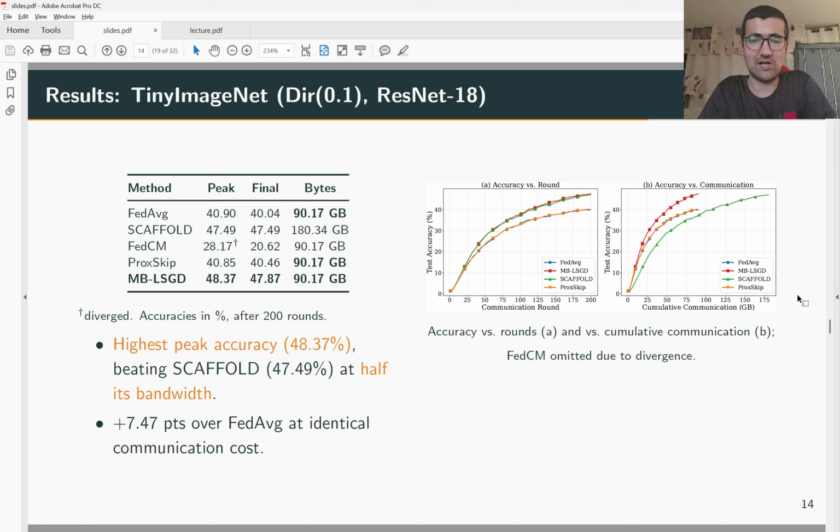The zero-overhead baselines without drift correction, FedAvg and ProgSkip, plateau around 40 to 41%, so we are about 7.5 points above FedAvg at identical communication cost. FedCM again diverged. The accuracy versus bytes view on the right makes the efficiency picture very visual. Our curve sits clearly above SCAFFOLD because every byte simply buys more accuracy.